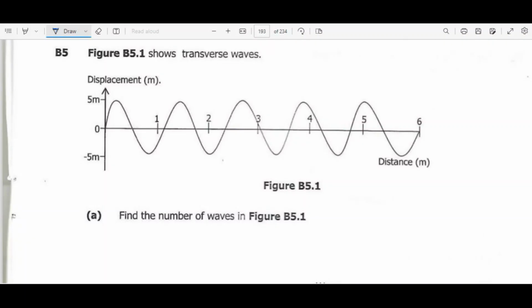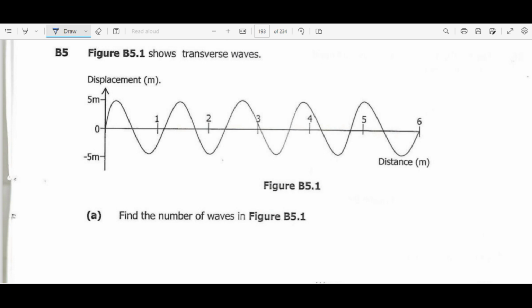Welcome guys. Before us we have a question in physics under the topic of waves. Now a wave is just a disturbance that carries energy from one position to another position. Now we usually deal with two types of waves: the first one, we have transverse waves and longitudinal waves. Now if you look at the question, the question reads: figure B 5.1 shows transverse waves. So we are dealing with transverse waves.